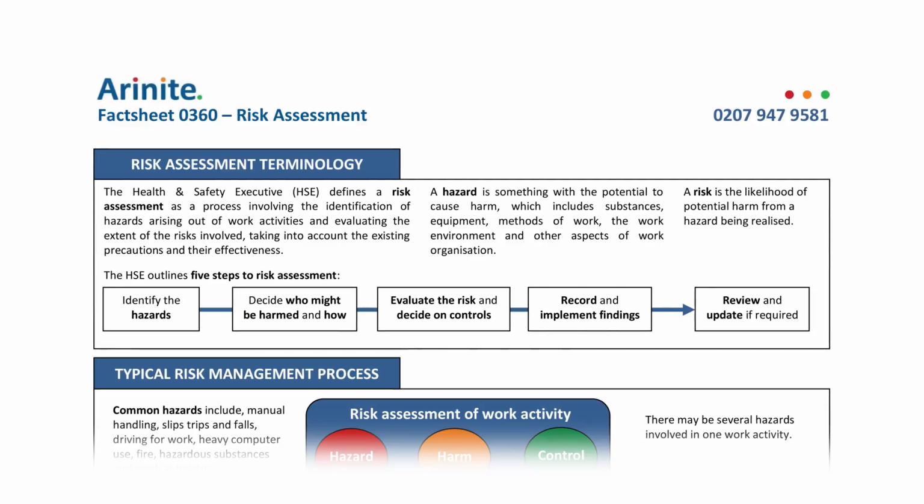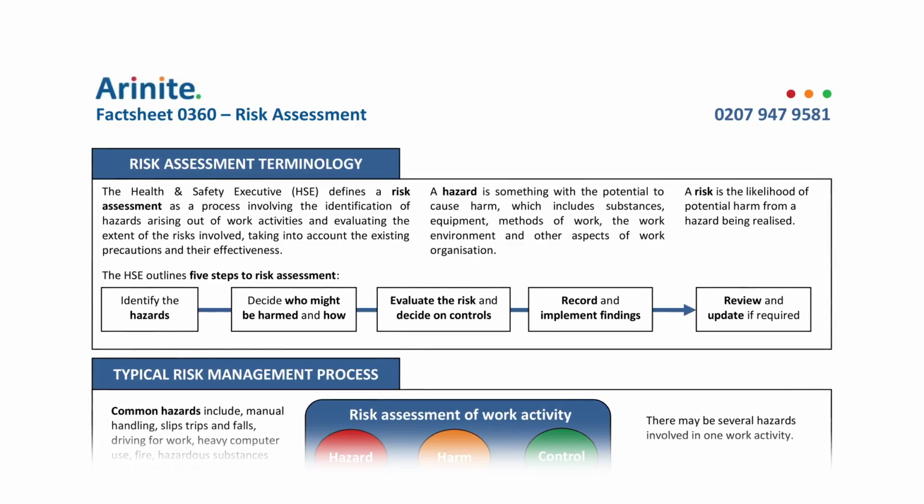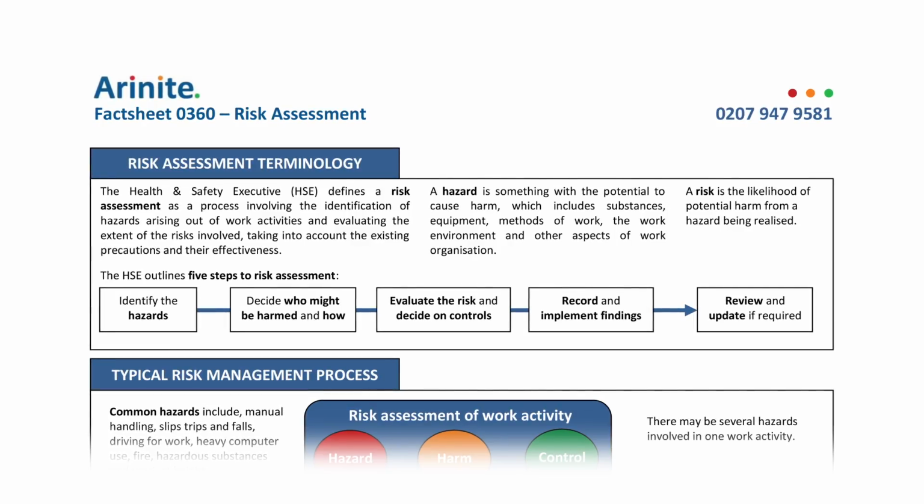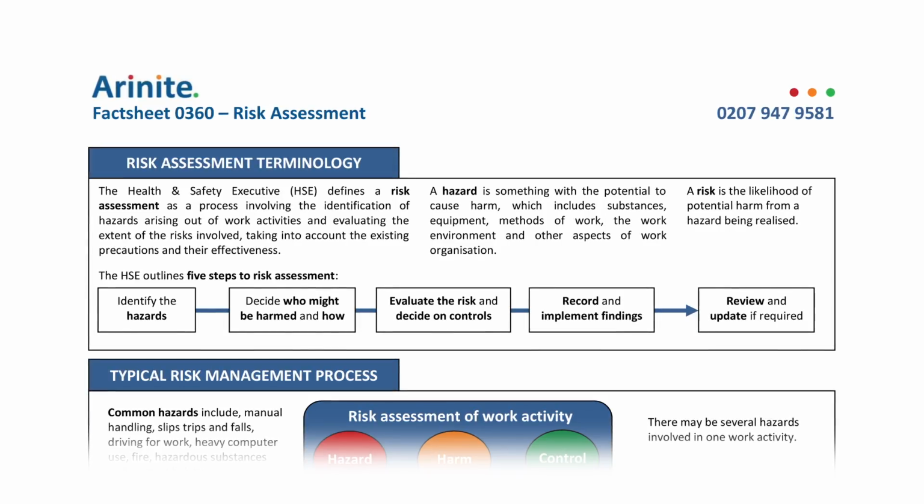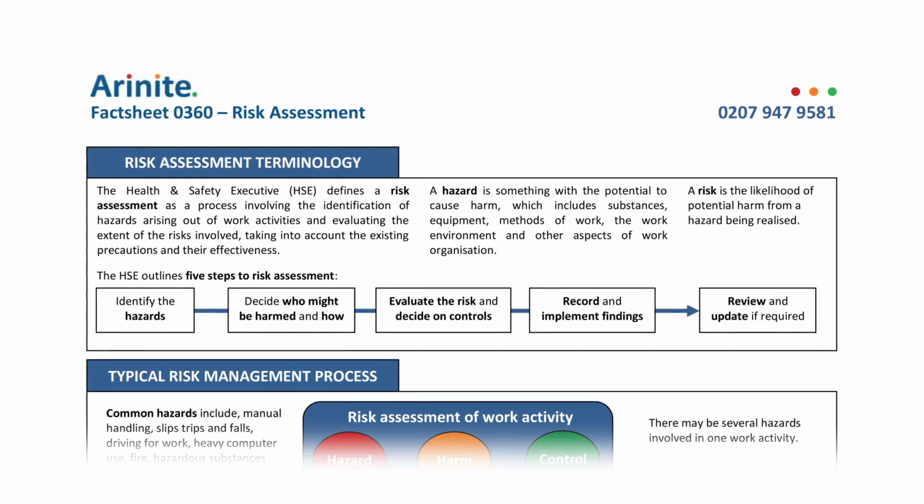The Health and Safety Executive outlines 5 steps to risk assessment that employers must follow. Firstly, identify the hazards. Then decide who might be harmed and how. Then you need to evaluate the risks and decide on the controls, and record and implement your findings. And finally, you must ensure that you review and update your risk assessment if required.